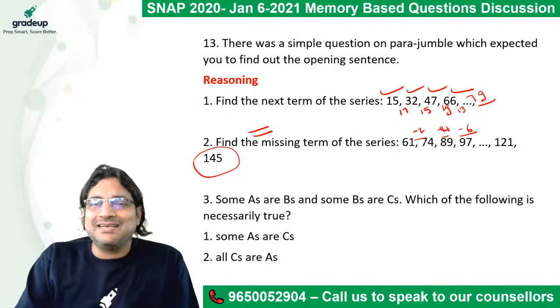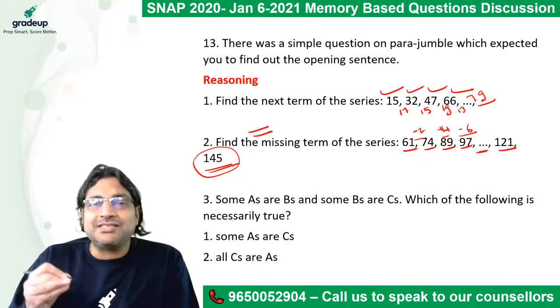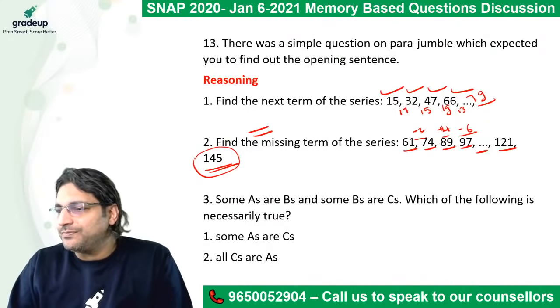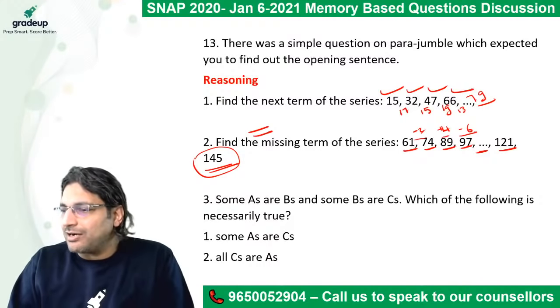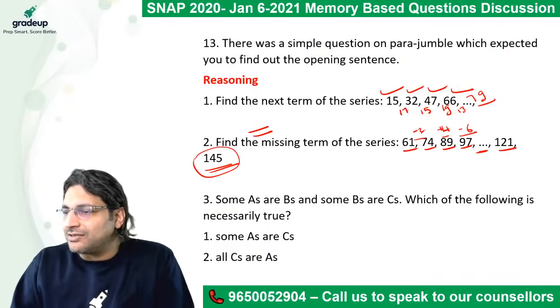Okay, so missing term of the series 61, 74, 89, 97. Options: 121 and 145. Please tell me the answer to question number 2. Tell me the answer to question number 2. I will come to question number 3 or not. Okay, so before that, please give me the answer to question number 2.